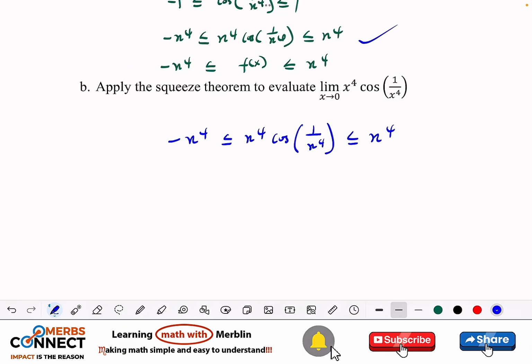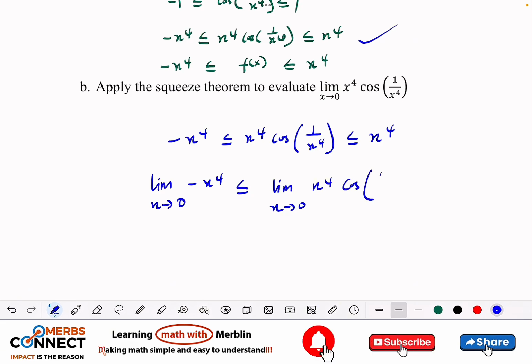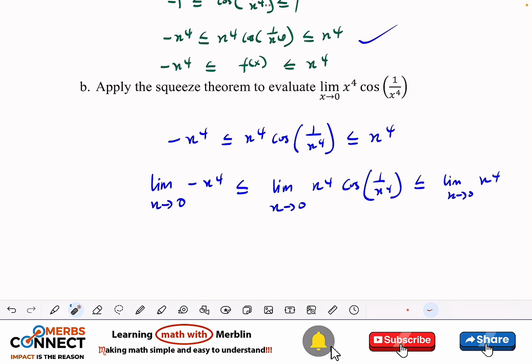So I'm going to have the limit as x approaches 0 of -x⁴ ≤ the limit as x approaches 0 of x⁴ cos(1/x⁴) ≤ the limit as x approaches 0 of x⁴. So now let's evaluate this.